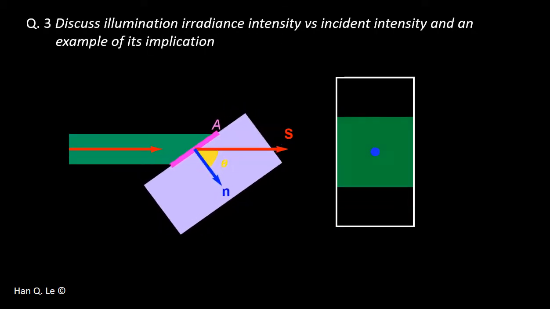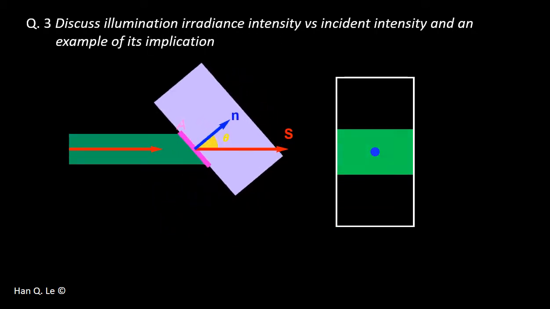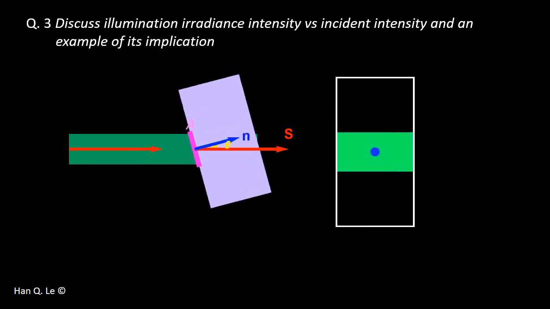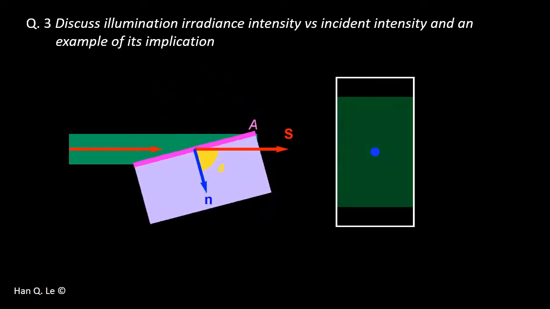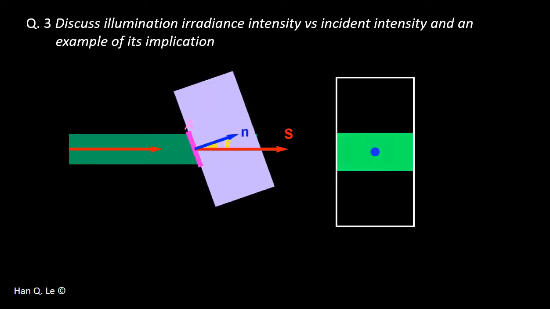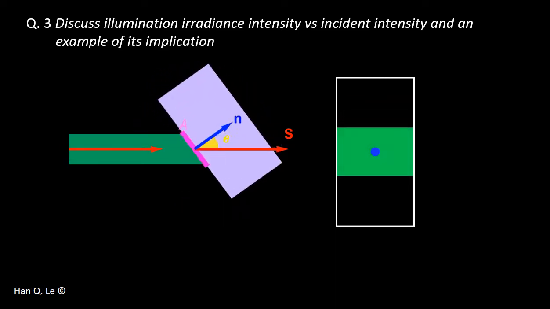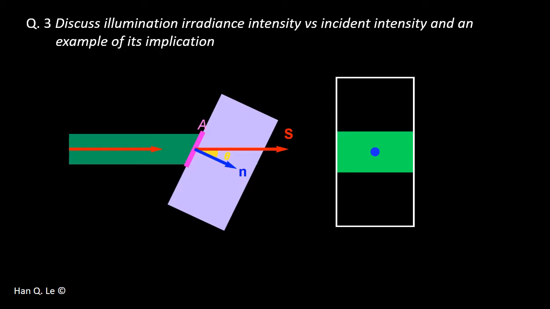Illumination density or illumination light intensity is different from incident light intensity. Illumination or irradiance density on a surface depends on its orientation relative to the incident beam. This is known as cosine irradiance law.